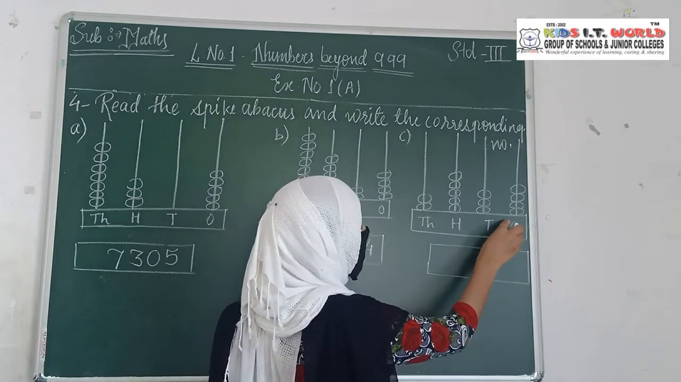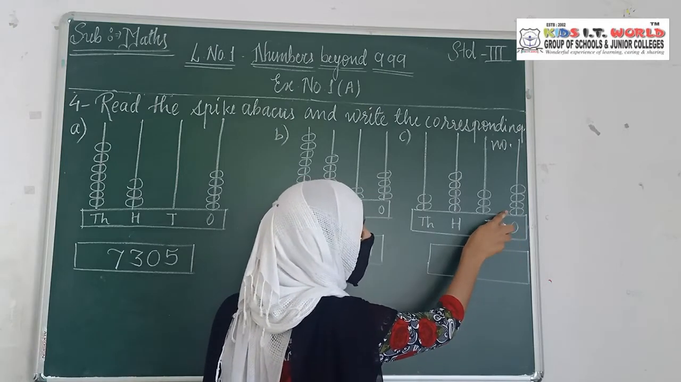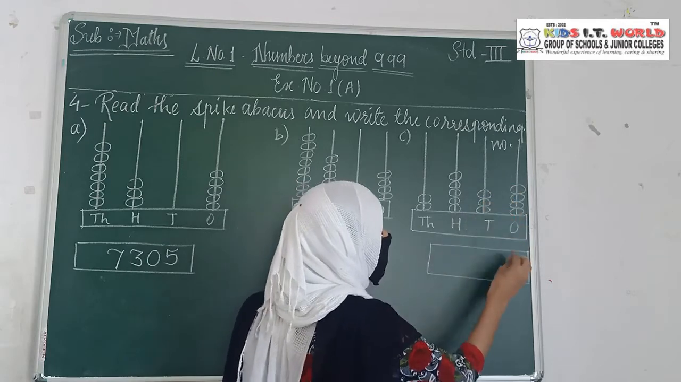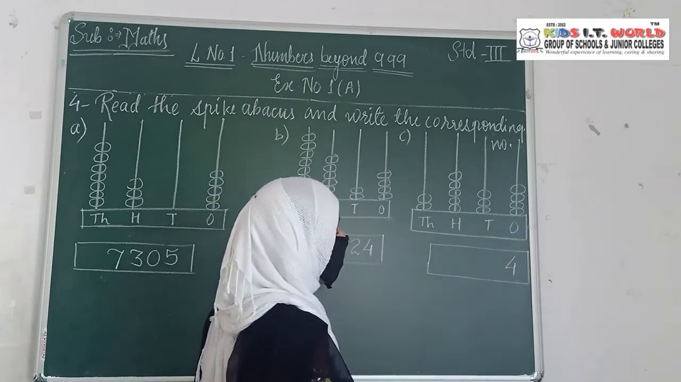Now coming to the third example, observe the question and try to do it by yourself. See the first one. We will start from the ones. So count the balls on the ones. It is 1, 2, 3, 4. So the value of the ones is 4.